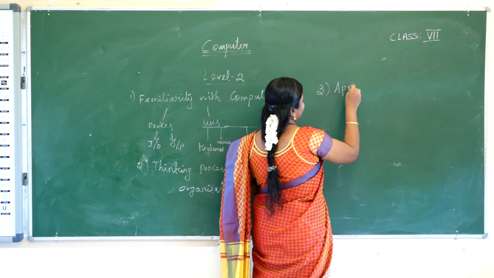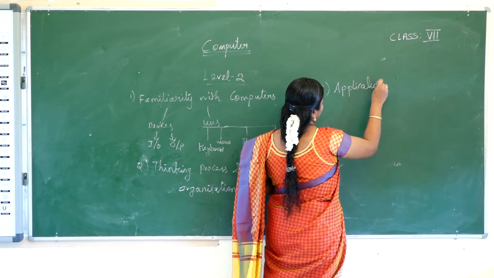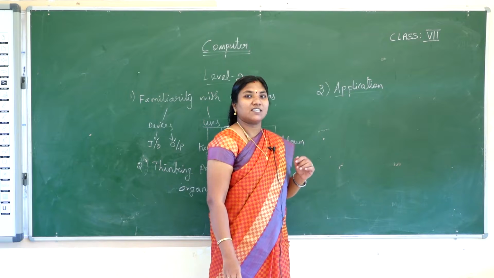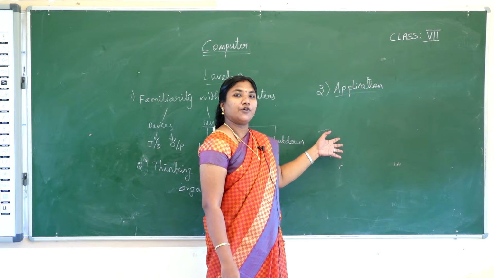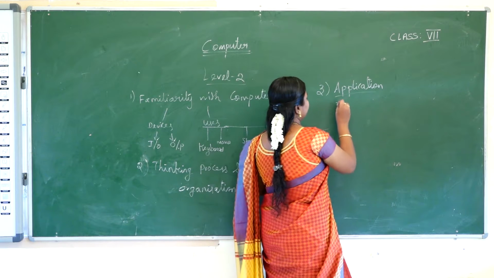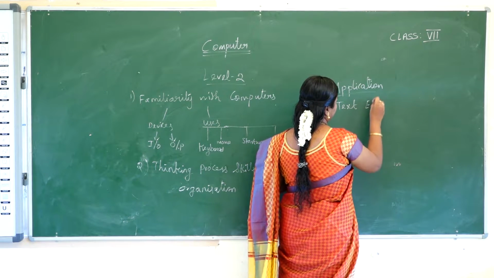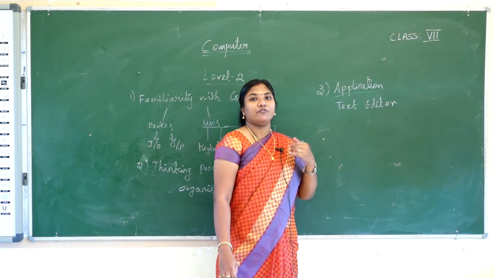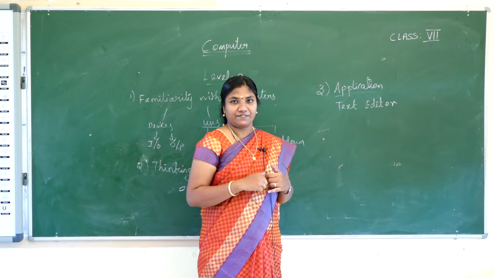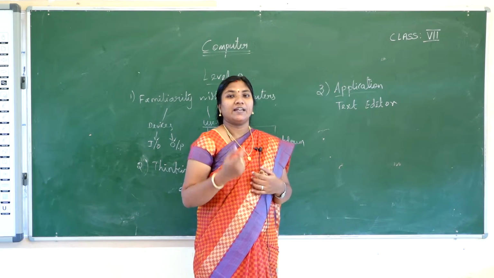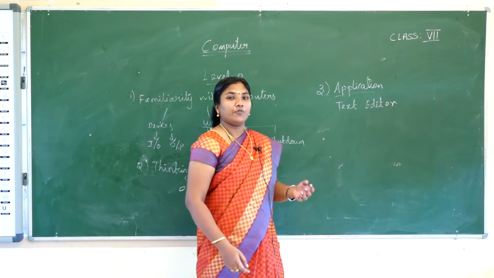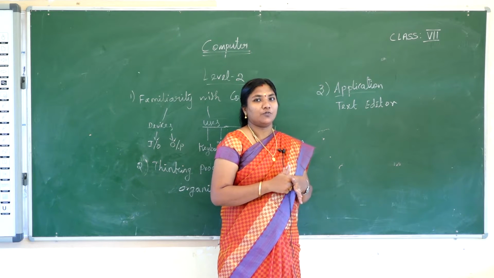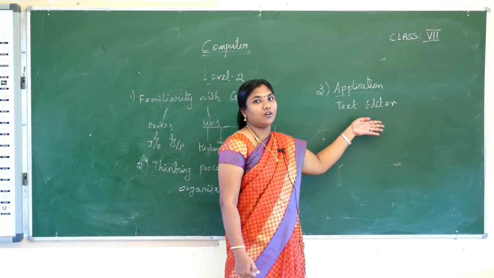application. In application, in level 1 you have learned paint, just how to paint, and next in level 2 you will be learning the text editor. In text editor you will learn how to enter a text and save the text. Using the keyboard you will be entering the text and you will save the text, and you will also be able to know how to cut, copy, paste and undo and redo. So this will be given in the text editor for your level 2.